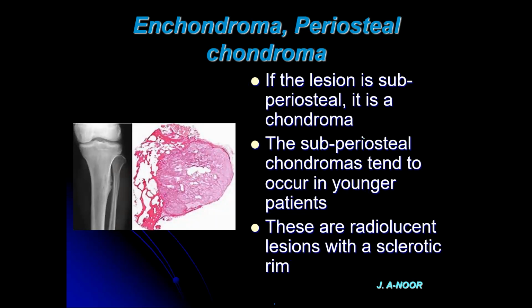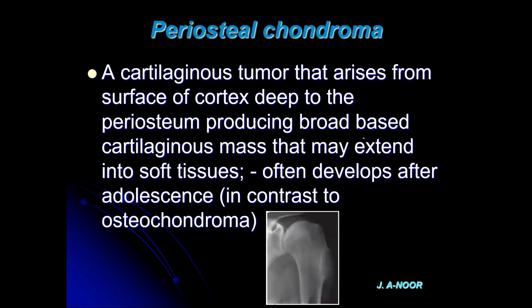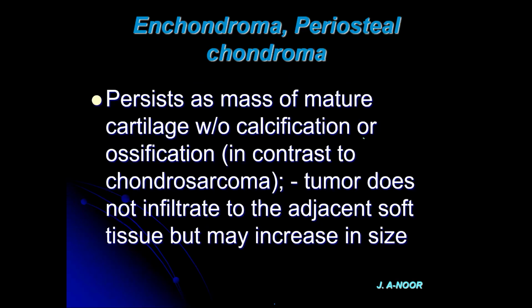The subperiosteal chondromas tend to occur in young patients. These are radiolucent lesions with sclerotic rims. A cartilaginous tumor that arises from the surface of the cortex deep to the periosteum, producing a broad-based cartilaginous mass that may extend into the soft tissues, often develops after adolescence, in contrast to osteochondroma. It persists as a mass of mature cartilage with or without calcification or ossification, in contrast to chondrosarcoma.